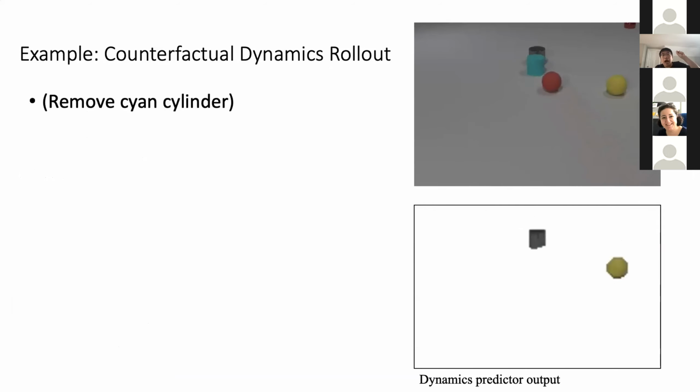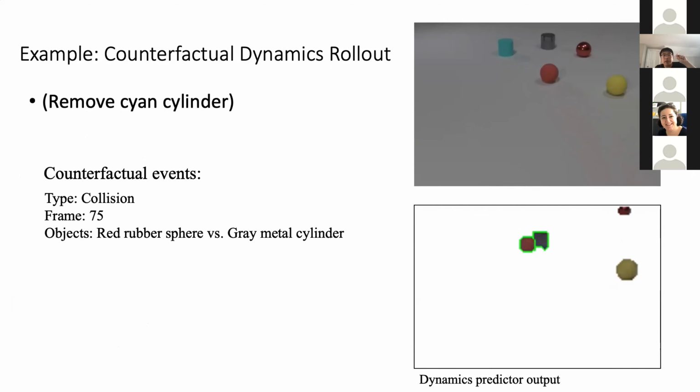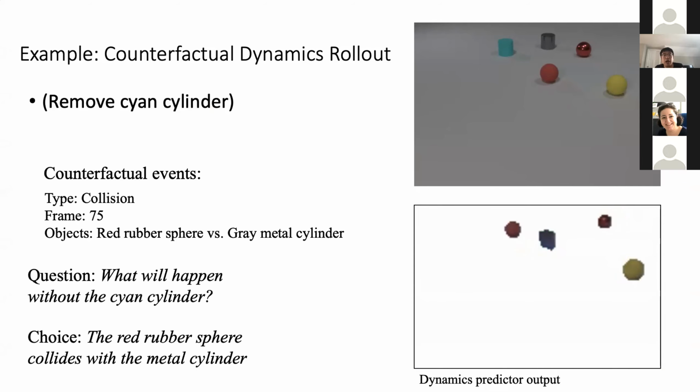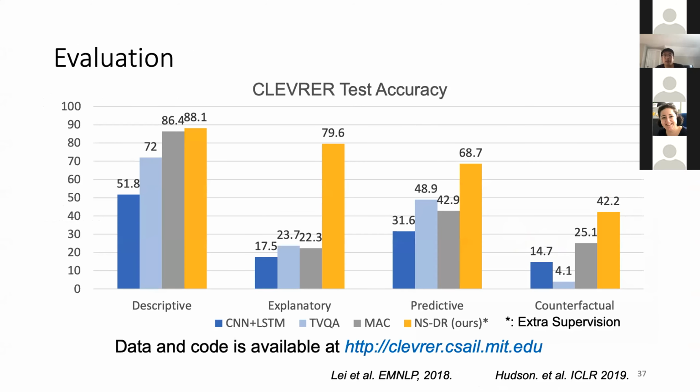Here the upper window will show the input video, and the lower window will show the predicted motion trajectory when the cylinder is removed. So from this video, we can see that our model is able to capture the counterfactual event without the observation and answer the question accurately. And here we also show a quantitative evaluation. It can be found that our model improved the performance on the training data set, especially on the more challenging predictive and counterfactual questions.